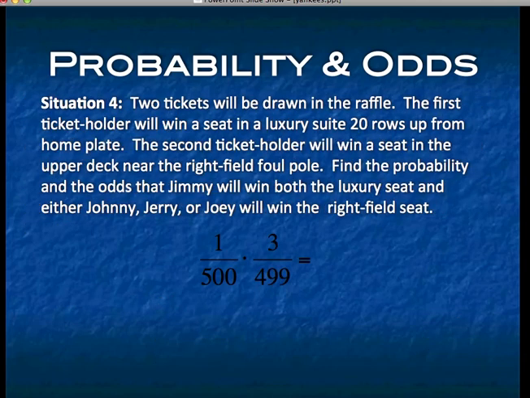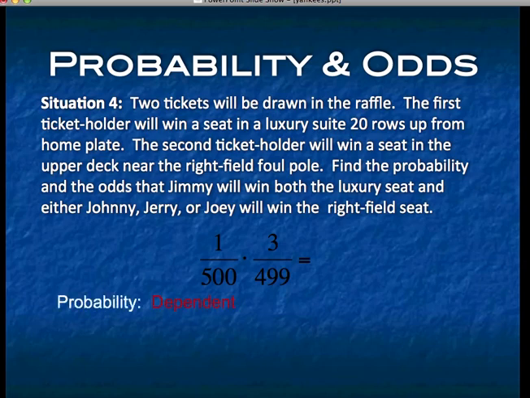Situation 4. 2 tickets are still going to be drawn in the raffle. This time we just want to find the probability and odds. If Jimmy wins that first seat, what are the chances and the odds that Johnny, Jerry, or Joey will win the second one? So here's what we have for Jimmy winning the first drawing, 1 out of 500. Then the 3 guys have 3 out of a 499 chance of winning after that.